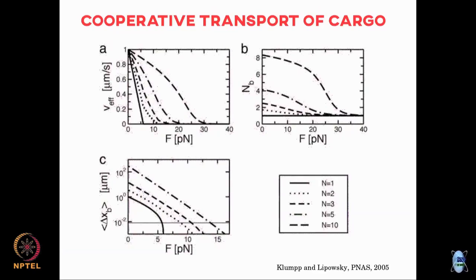So, what it says is that, for example, if you have a single motor cargo which is being carried by at most one motor, with capital N equal to 1, any force greater than 6 would mean that the velocity is 0. The cargo has stopped, because you have crossed the stall force of the motor. As you are attached to more and more motors, you can walk with an appreciable velocity even when you have a large force. For example, even at 10 piconewton, the case with 10 motors walks with almost 0.8 times the maximum possible velocity.